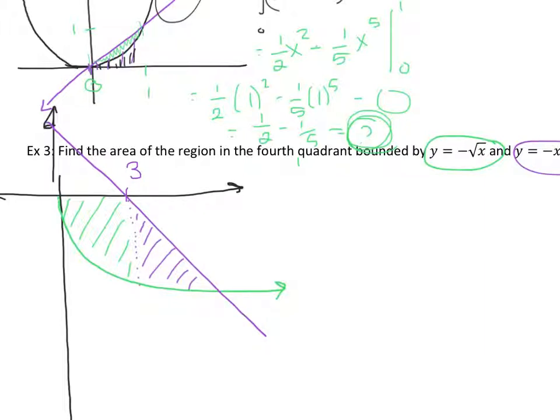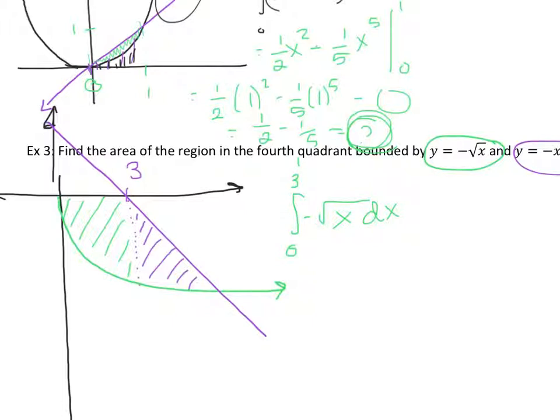So when I set up my integral for the green area, I want the integral of just that green area. So I want from 0, because that's where my green area starts, to 3 of just that one curve, which is negative the square root of x dx. Ignore this one, I don't know what this thing is doing here. That's not part of anything, that's just a mark.